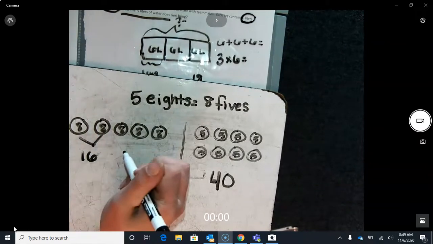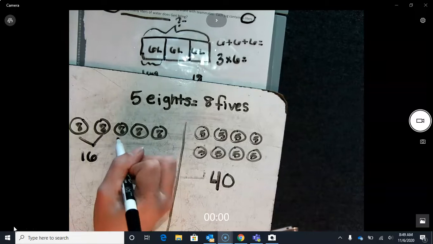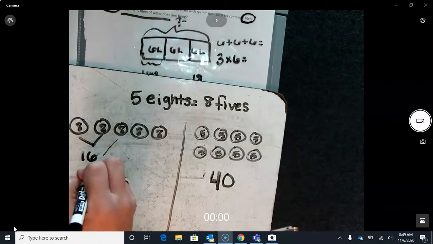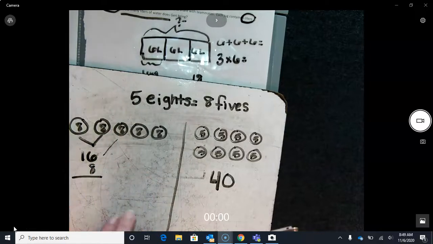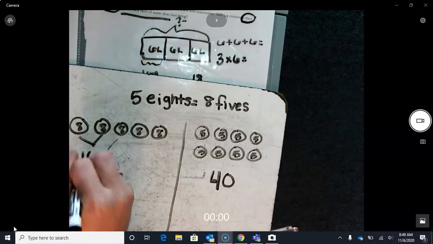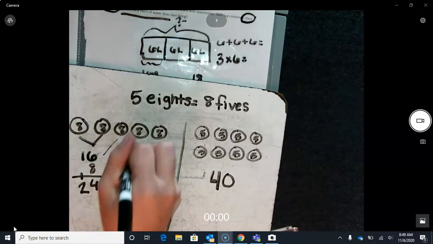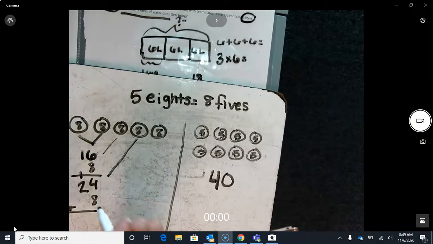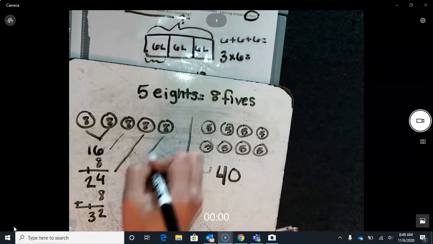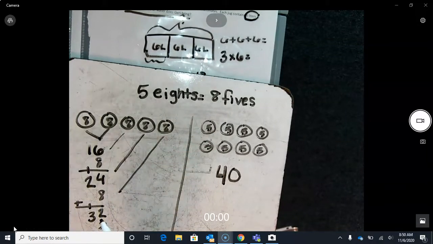And then if we add 8 more, what will that give us? If we add 8 more, that will give us, let's see, 8, 9, 10, 11, 12, 13, 14. Carry the 1, that's 24. What if we add 8 more? What does that give us? Let's see, 8, 9, 10, 11, 12. Carry the 1, and 2 plus 1 is 3. That's 32. What about 8 more? Our last 8. 32 plus 8, 8, 9, 10, carry the 1, 3 plus 1 is 4, so we still get 40.